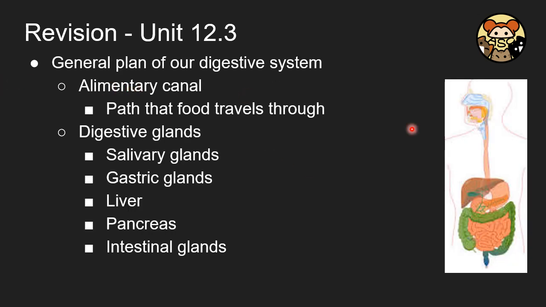Here is the general plan of the digestive system. There will be an alimentary canal, that is the path the food travels through, and also we have various digestive glands: salivary glands, gastric glands, liver, pancreas, and also intestinal glands. These glands are where the food is not traveling. However, the digestive juice provided by these digestive glands will be used in the digestion.